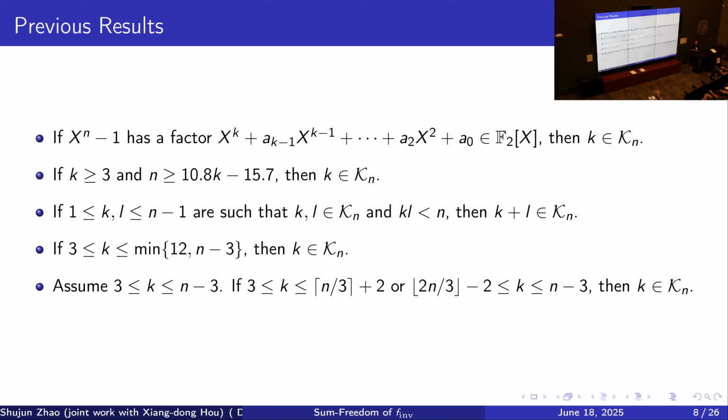And if we have k and l, two elements in K of n, and the product kl is smaller than n, then k plus l is also there. Also, for k in the range from 3 to the minimum of 12 and n minus 3, k is also in K of n. And when k is in almost the first third of the range, or the last third of the range, then k is in K of n.